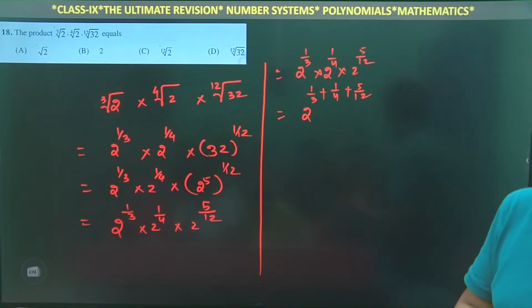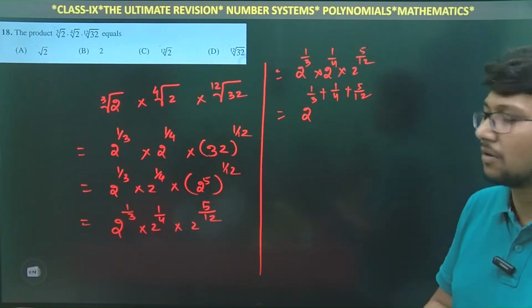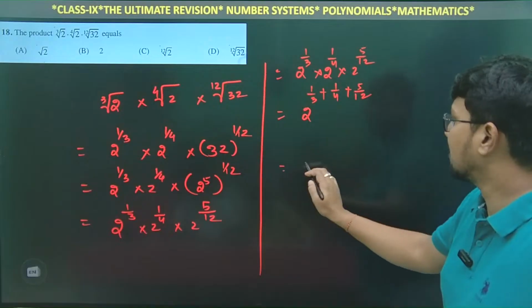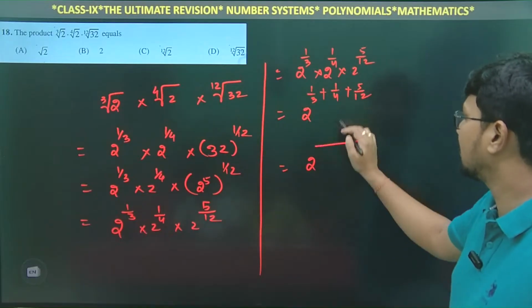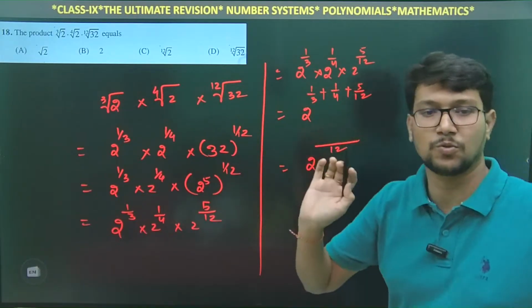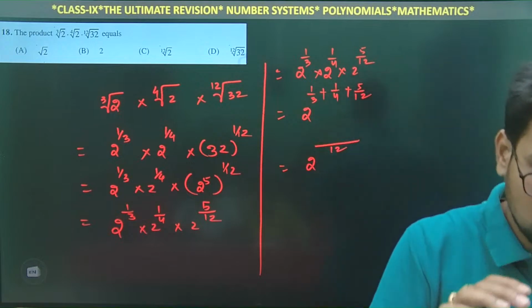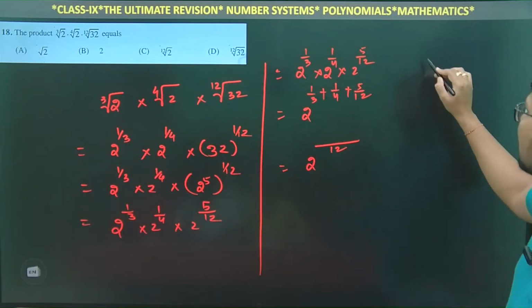Okay? Clear? Any doubt? Understood? So what is the LCM? LCM क्या है बोलो? LCM is 12. Okay. Do you know now? This is which formula? Who can say which formula?